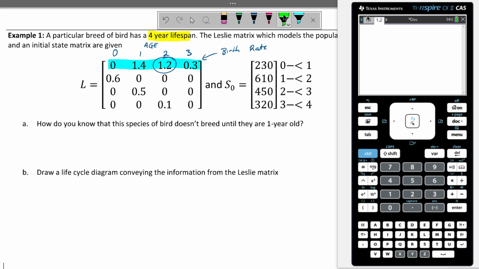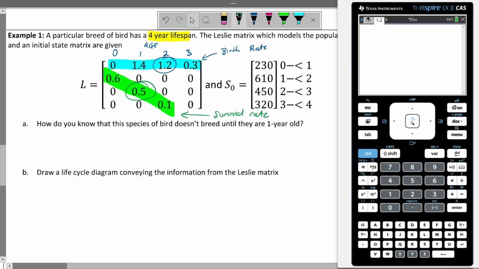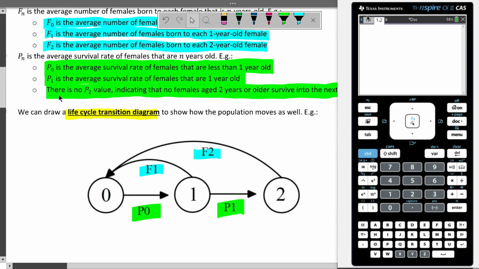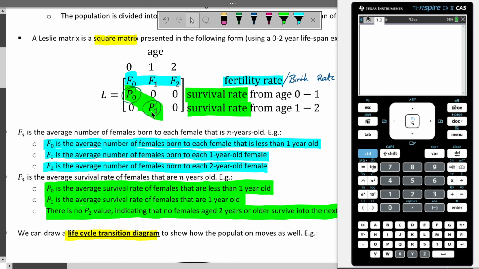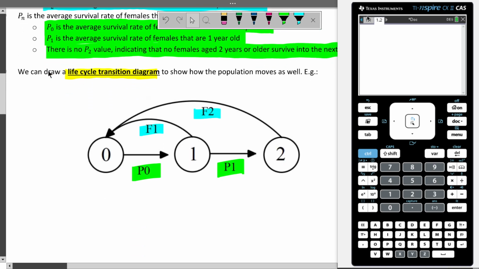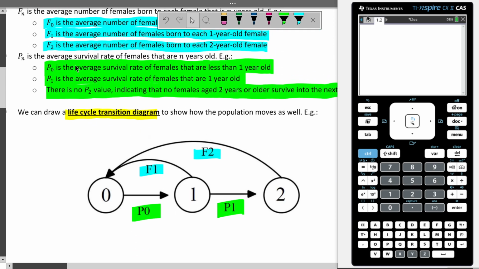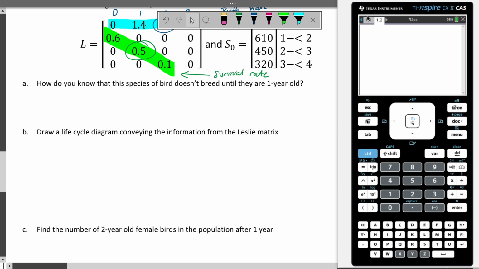Okay, let's now look here. What are these giving me? This is giving me my survival rate. So if I take 0.5, this is telling me that on average, 50% of 1-year-olds make it to 2-year-olds. And again, you don't need to memorize that. You can just look up here and say P1 is the average survival rate of females that are 1-year-old. You just have to make sure that you're finding the right one and subbing it in. Don't just blindly copy this. Hopefully that makes sense.